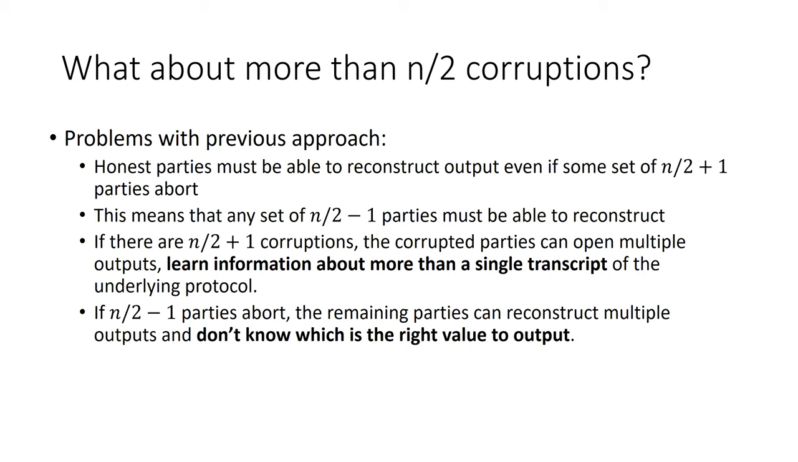And if there are n/2 plus 1 corruptions, what this means is that the corrupted parties can now open multiple outputs because there will be many subsets of size n/2 minus 1 among the n/2 plus 1 corrupted parties. And in turn, this means that they'll be able to learn information about more than a single transcript of the underlying fair protocol. Additionally, if n/2 minus 1 parties abort, the remaining parties can reconstruct multiple outputs because there are n/2 plus 1 remaining parties, and multiple sets of n/2 minus 1 parties can reconstruct their output. And now they don't know which is the right value to output.